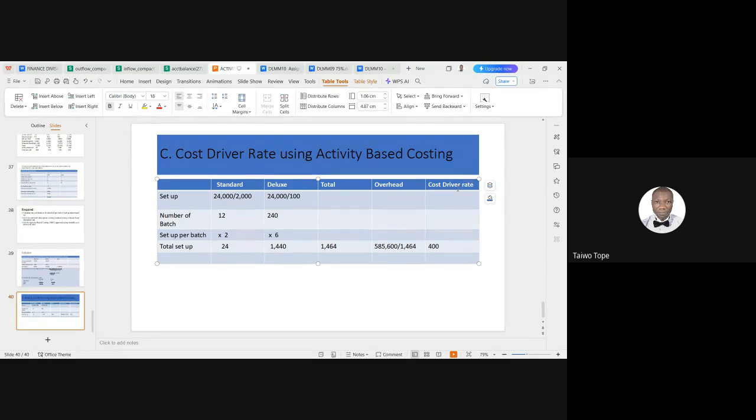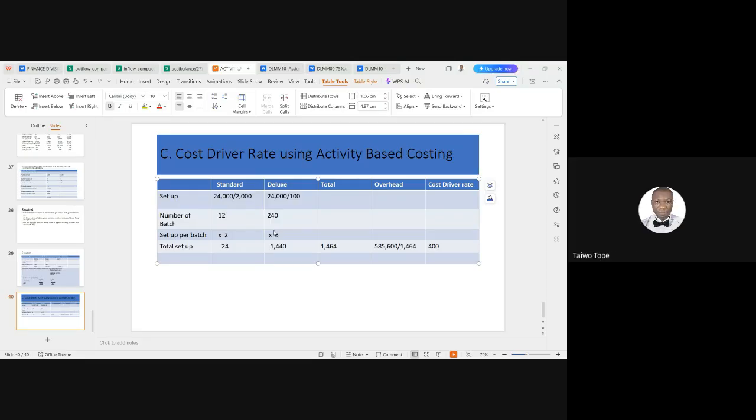Somebody is confused. Yes. All right. At what point, ma'am? Yes, at what point, sir? I want to ask this question. The cost driver rate and the OAR, overhead absorption rate, what's the difference?